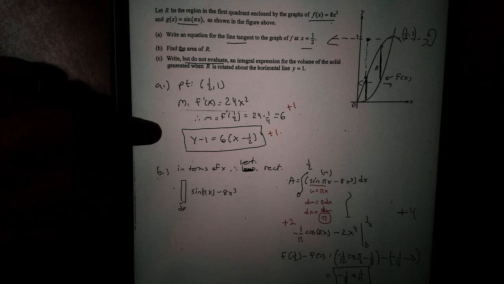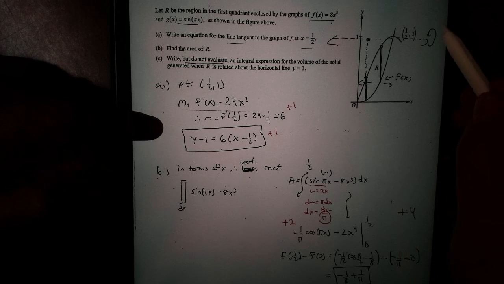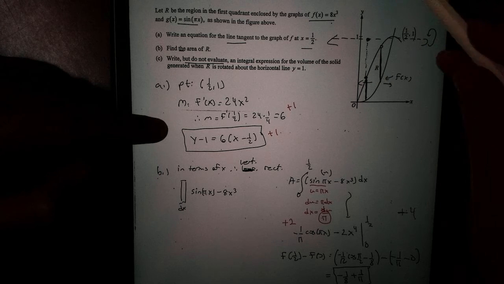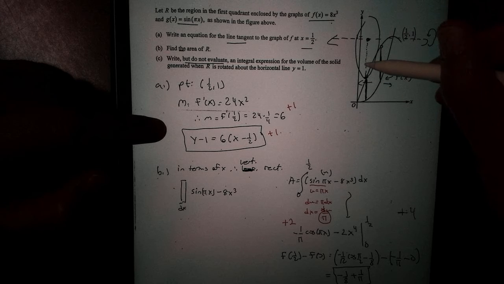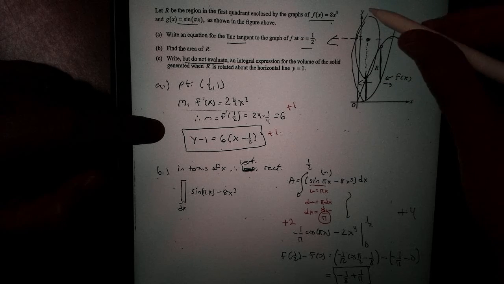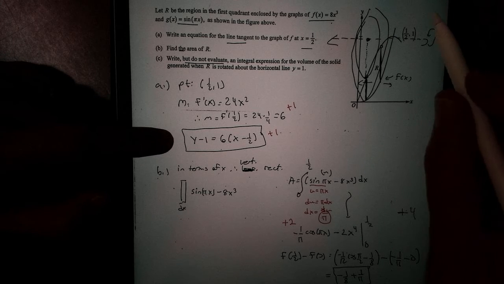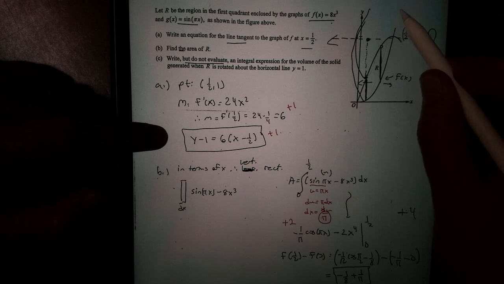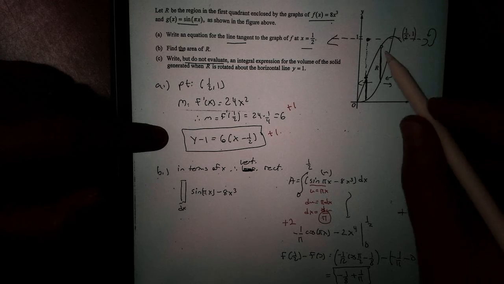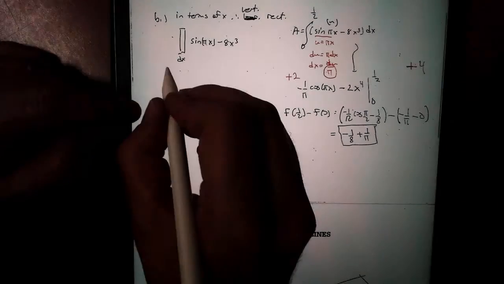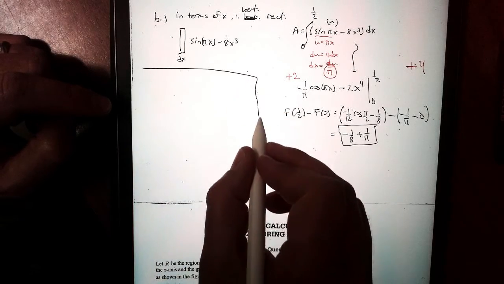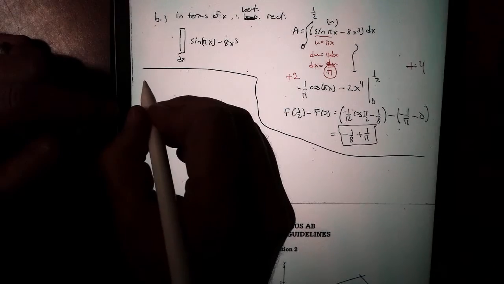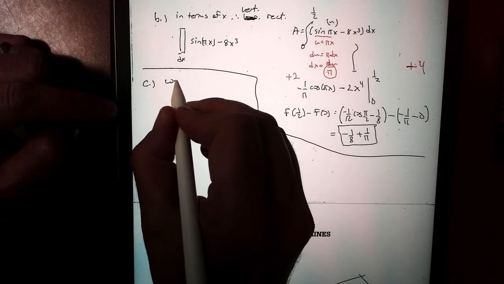Now, when we revolve this about the line y equals 1, you can kind of see we would get a washer. Okay, we're going to get a washer right there. So this is going to be our washer method. I'm going to erase those real quick. For part C, I did run out of room here a little bit. So let me see if I can just draw it like this. For part C, we're going to set up our washer.